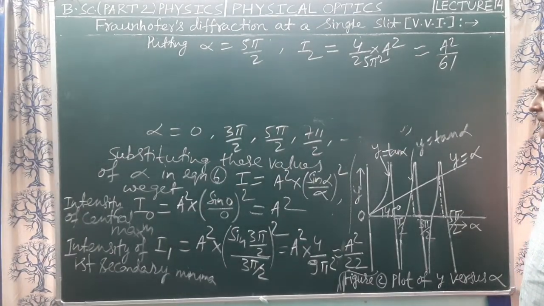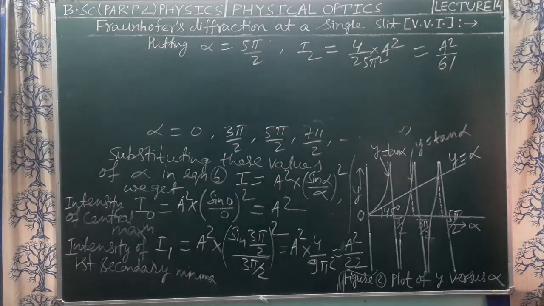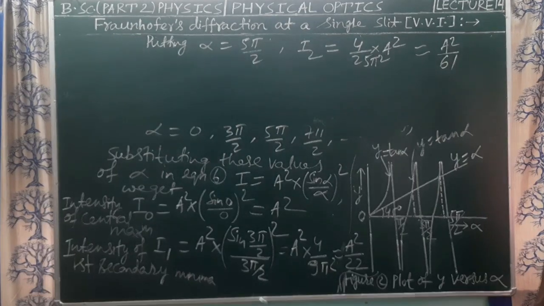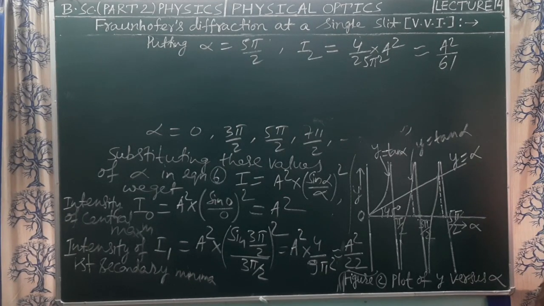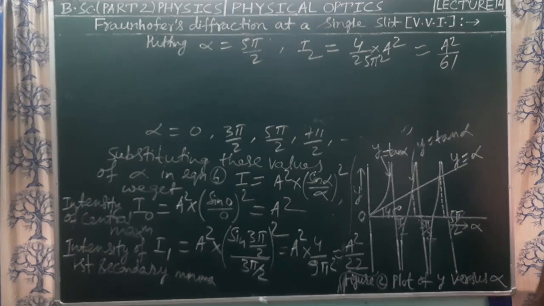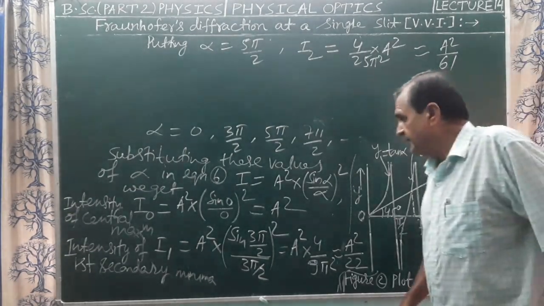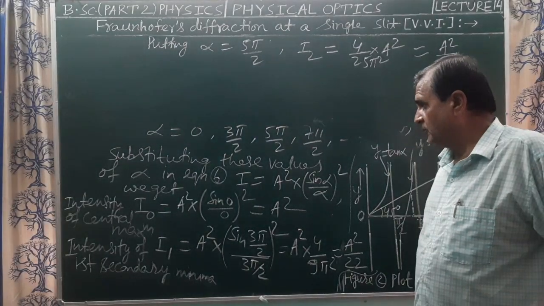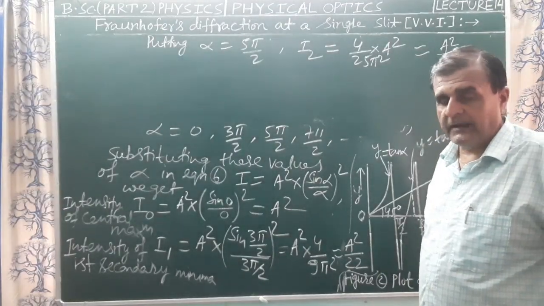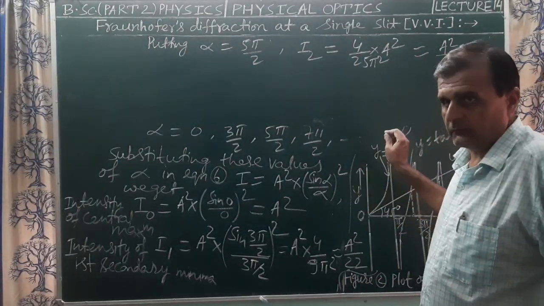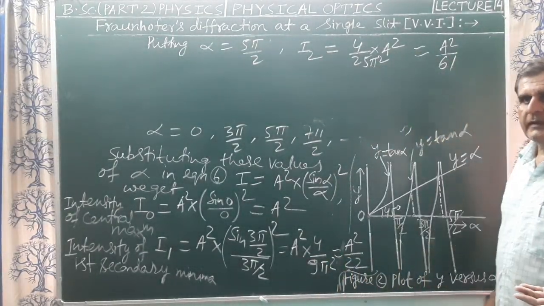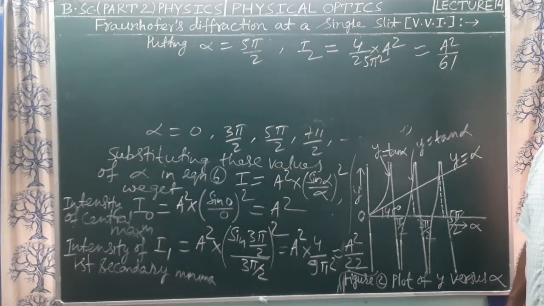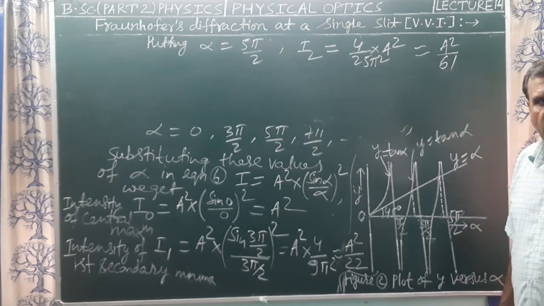Similarly, we can obtain the value of I3, that is the intensity of the third subsidiary maxima at point P, as A squared by 121, after putting alpha equal to 7 pi by 2 in equation 6, the expression for resultant intensity of light. We will obtain I3 equal to A squared upon 121, and so on.